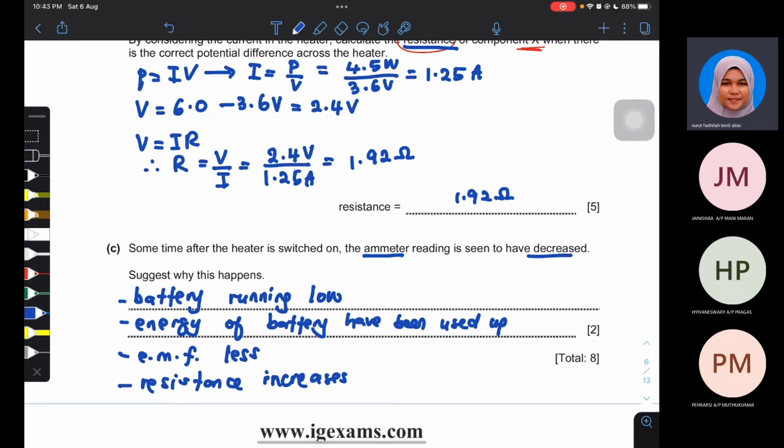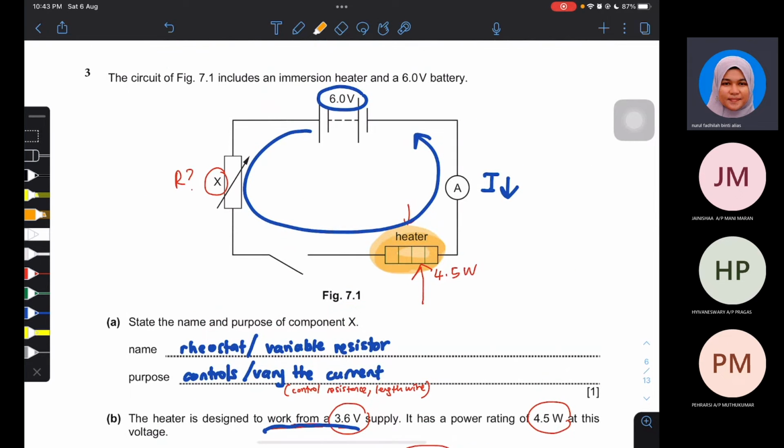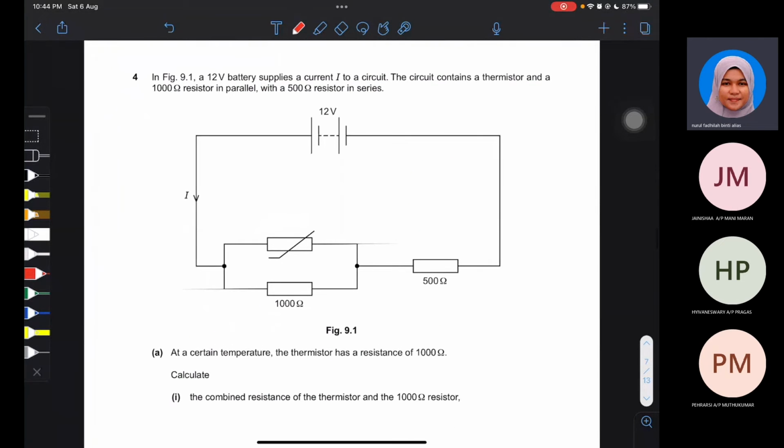Kenapa resistance increases? Do you know why? Do you know why resistance increases? Okay, it's because we are using a heater. Macam mana heater tu? You feel the heat kan? So the heat makes resistance increases. Bila resistance increases, current decreases. Okay? Alright. How do you feel? Better?